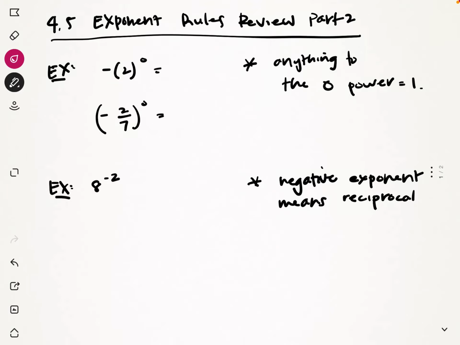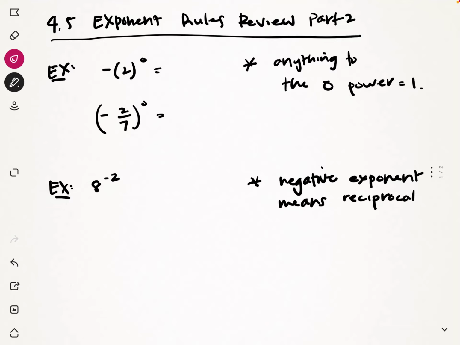Today we're looking at Exponent Rules Review Part 2. So we're continuing our review on the exponent rules. Today we're looking at any zero powers and any negative exponents, which you kind of talked about in the last part of our review. So let's go ahead and jump into this.